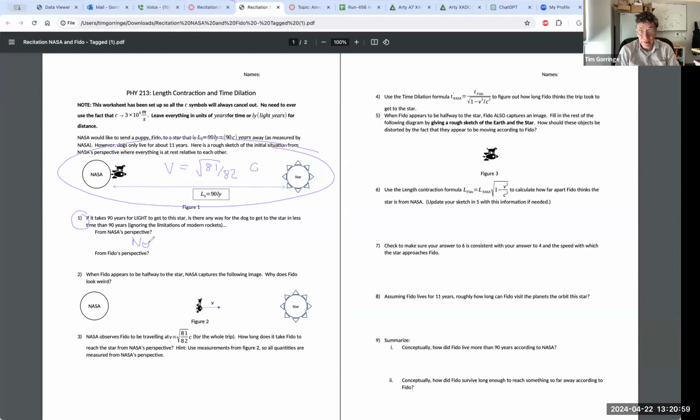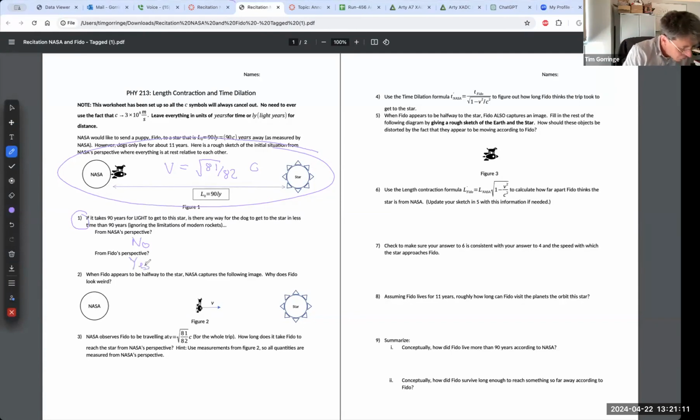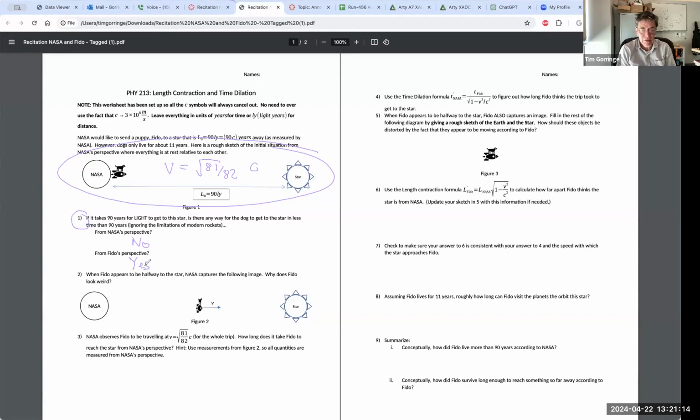From Fido's perspective, the answer is yes. You can get from the Earth to the star or vice versa in less time. From the dog reference frame perspective, you can, because in that frame of reference, the distance between the Earth and the star is the contracted distance. And that contracted distance could be much less than the proper distance. And so in the dog reference frame, the dog and rocket has to travel less distance. It could cover that less distance in less than 90 years.